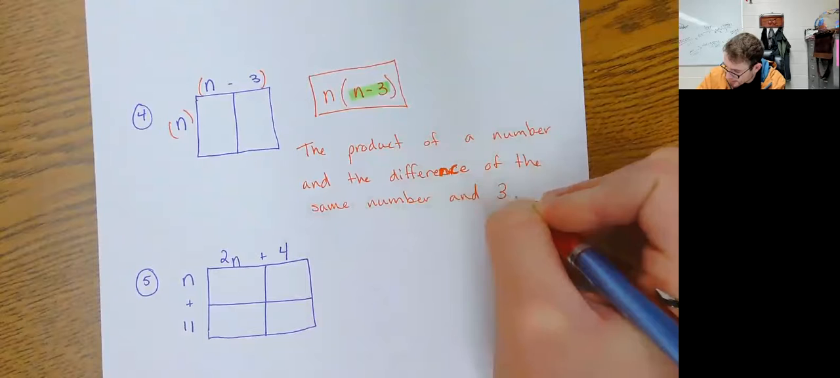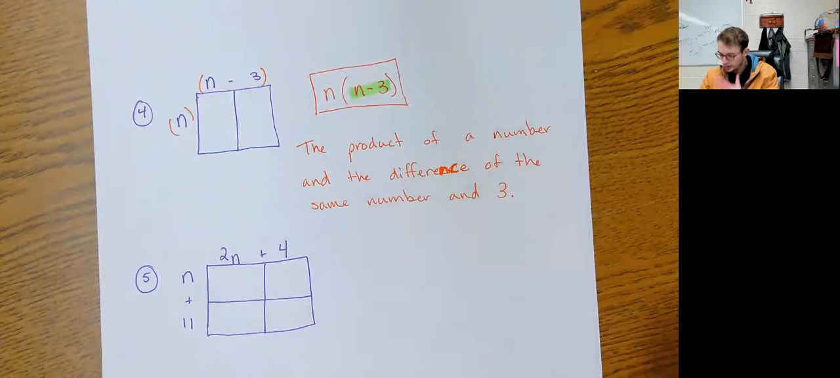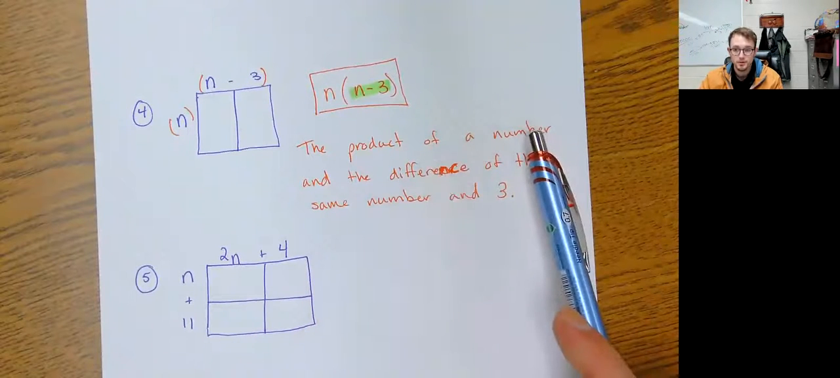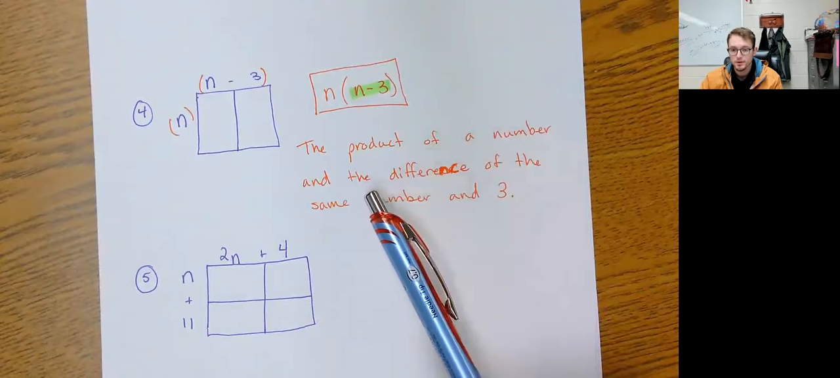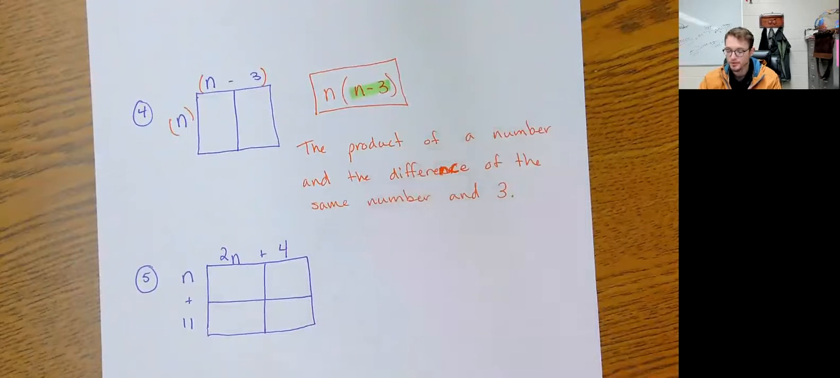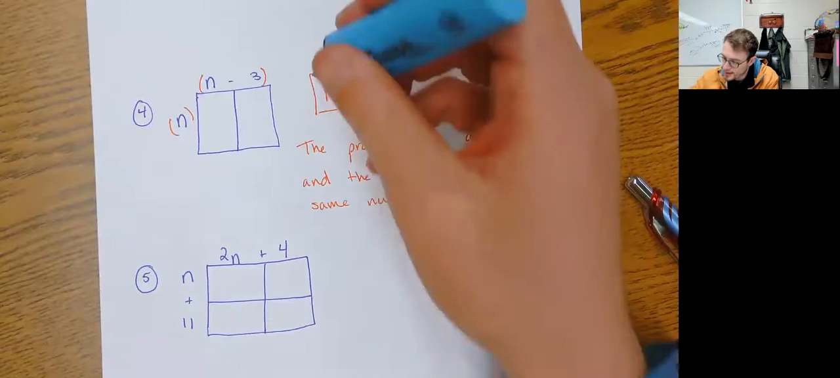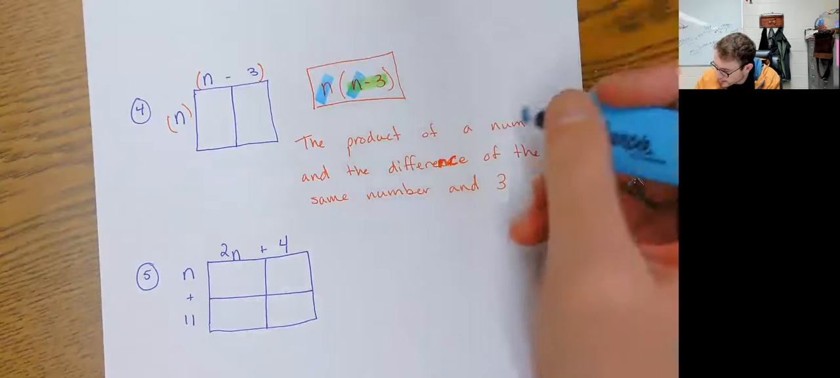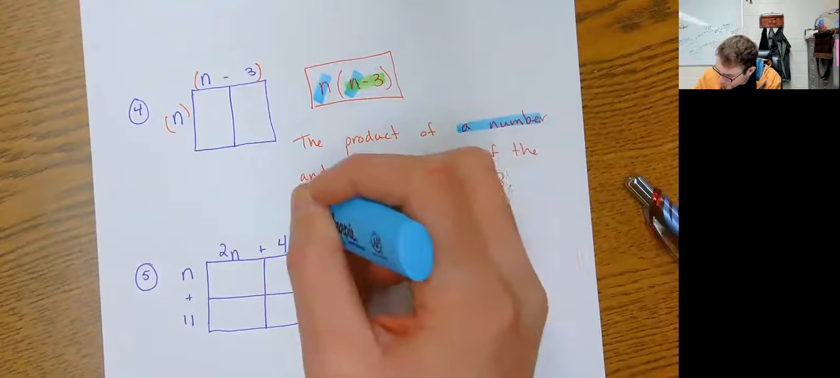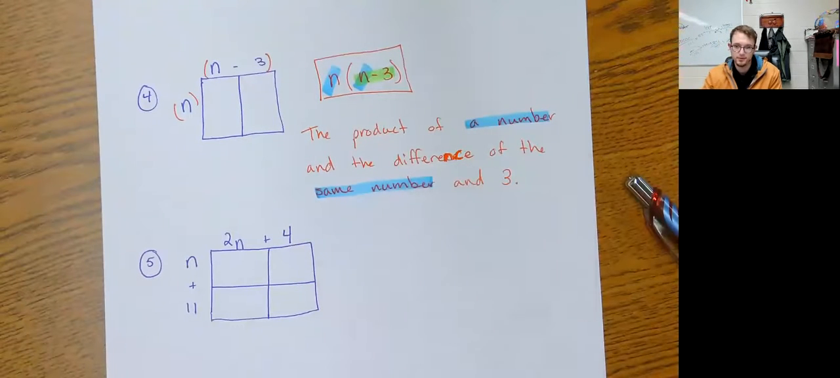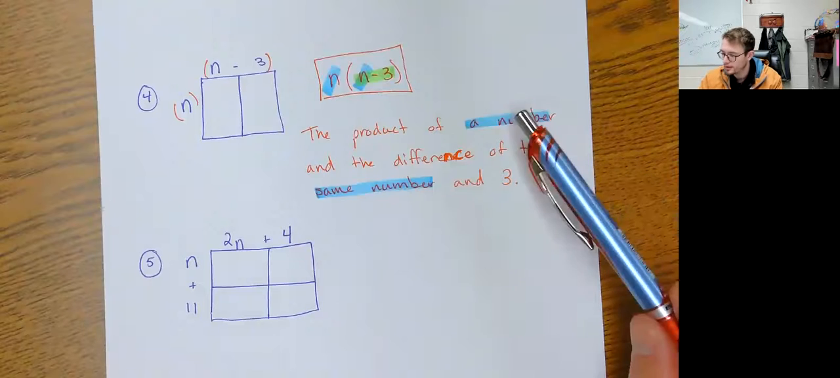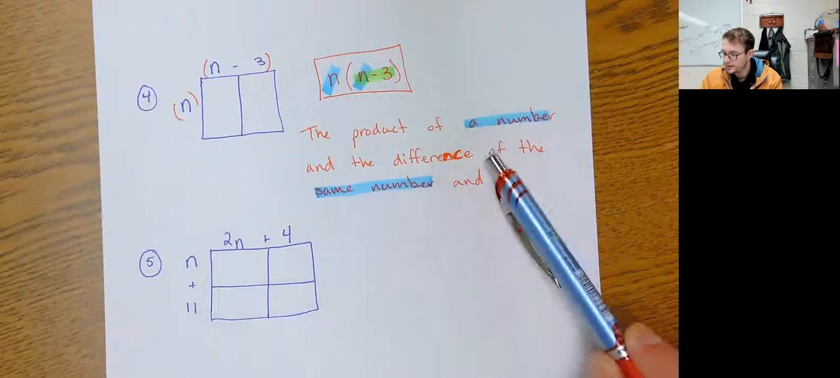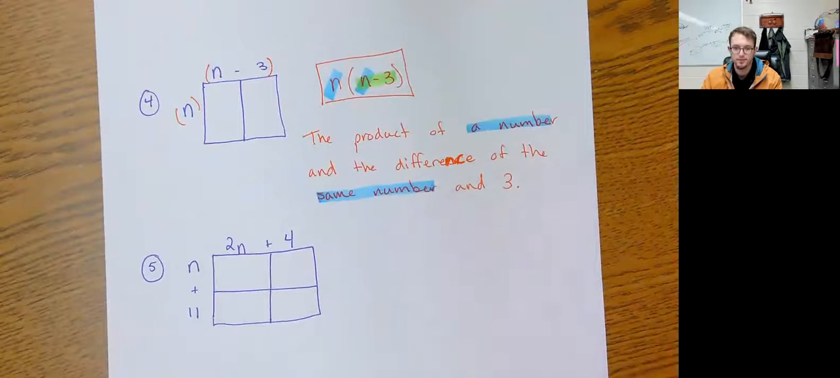and 3. So you have the product of a number and the difference of the same number and 3, right? Because the point of this is this n and this n are the same number. They're the same number. So the product of a number and the difference of the same number and 3.